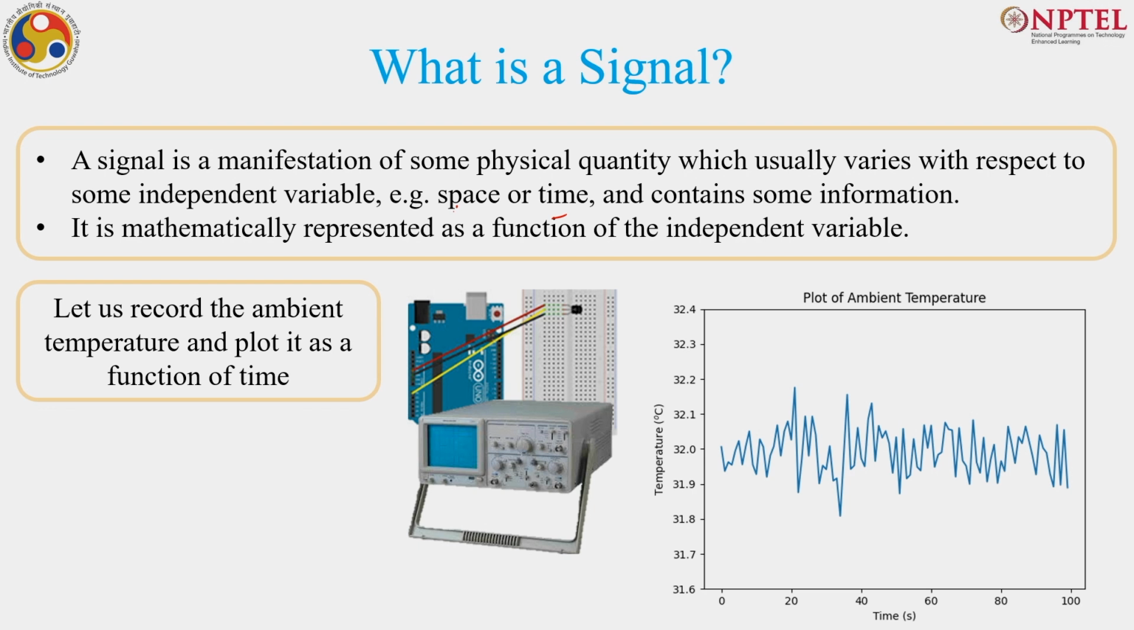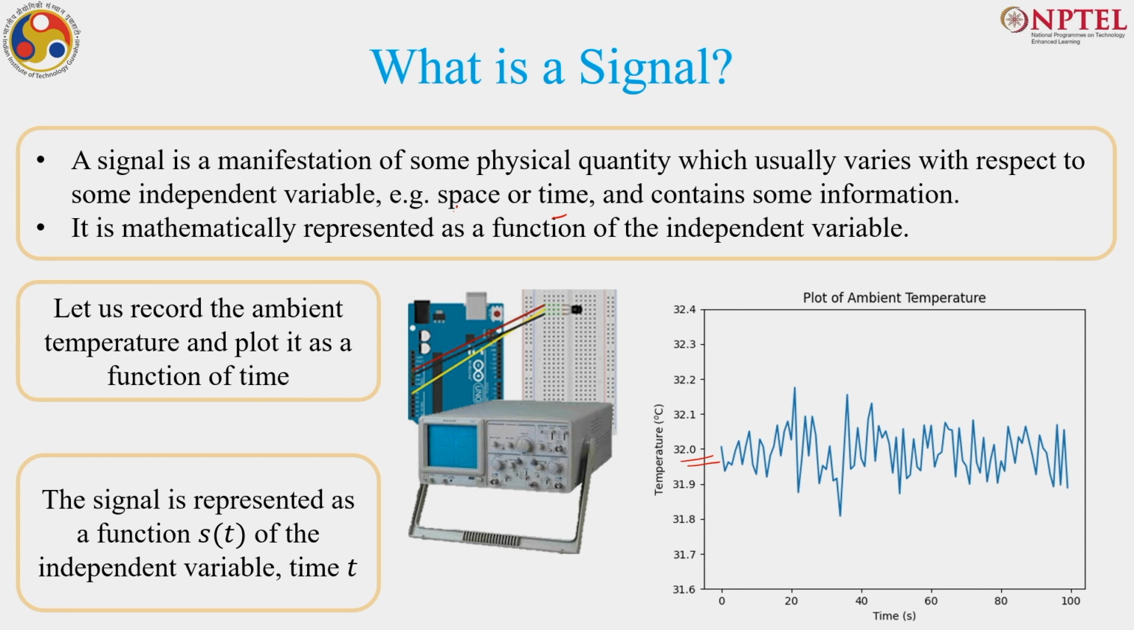Now, if you see this definition, I am measuring a physical quantity which is the temperature, and here the temperature is measured with respect to time. So, that is my independent variable, and the third thing is that it contains information. From this plot I can see that the temperature is somewhere around 32 degree centigrade, and the variation of this temperature is not much, it is within plus minus 0.2 degrees. So, now this signal can be represented as a function s(t), where this independent variable is time.